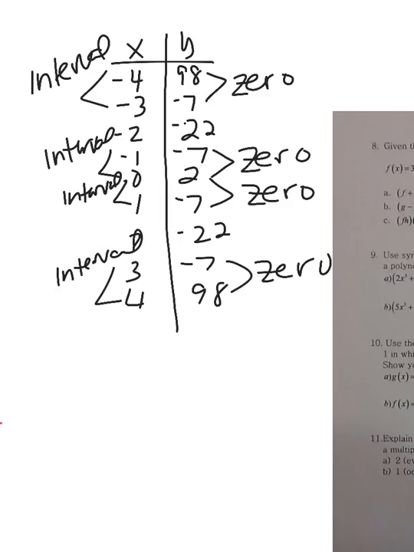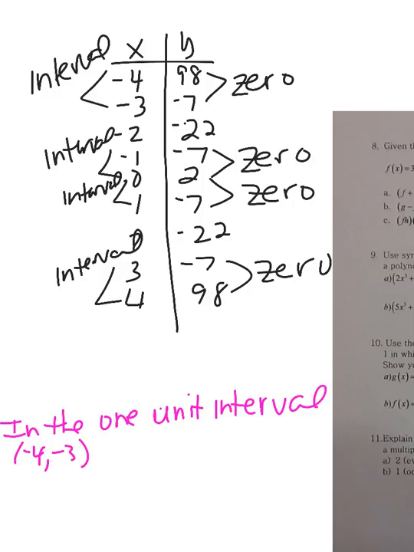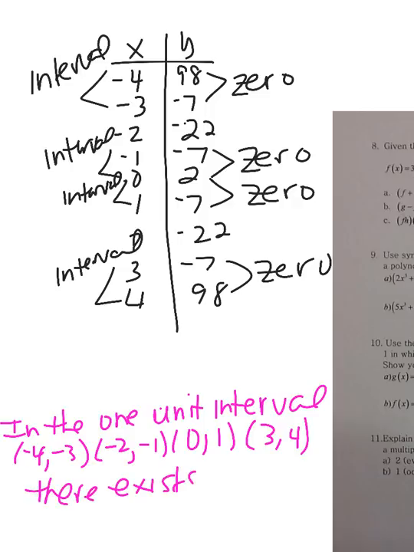All right, so we write in the 1 unit interval. And now put down your intervals. Negative 4, negative 3, negative 2, negative 1, 0, 1, 3, 4. There exists a 0. Okay, last one.